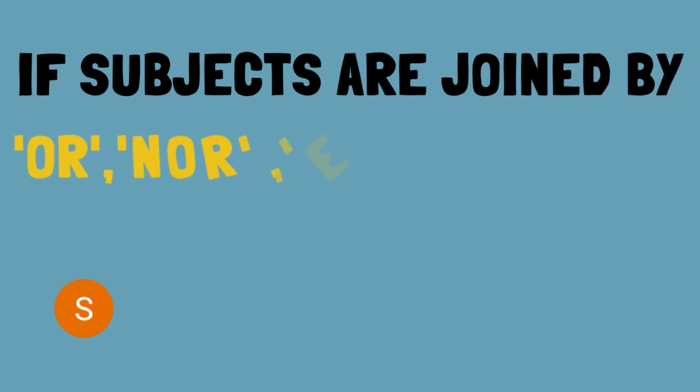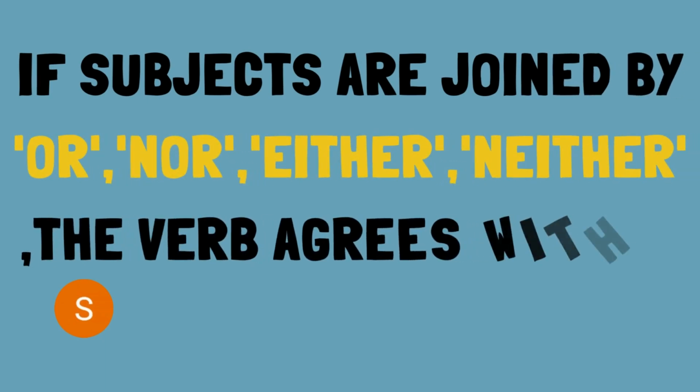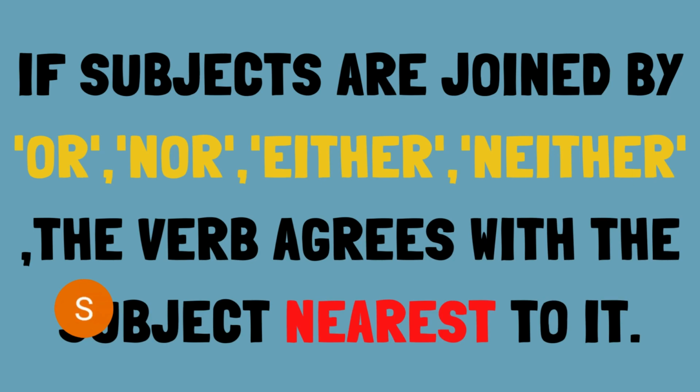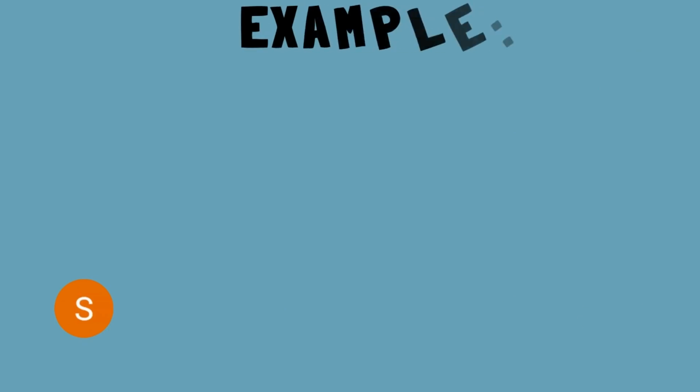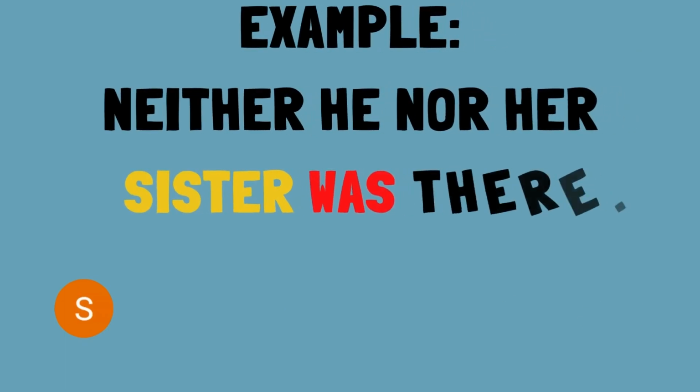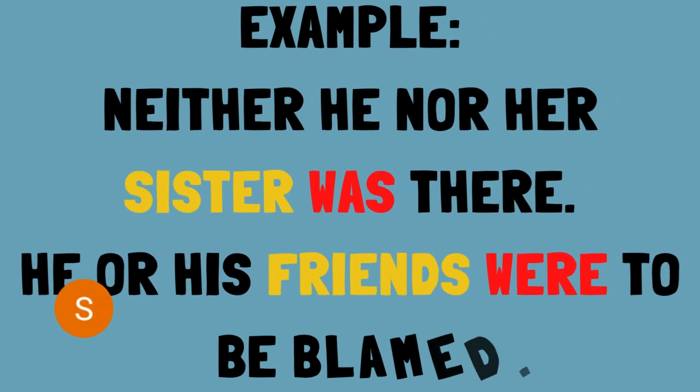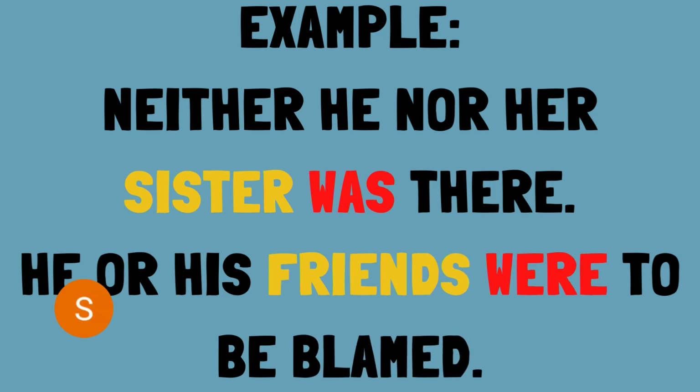See this rule. If subjects are joined by or, nor, either, neither, the verb agrees with the subject nearest to it. So, what we have to note down, if these words are there, then the verb will be agreeing with the nearest noun. For example, let us see. Neither he nor her sister was there. The next example is: he or his friends were to be blamed.